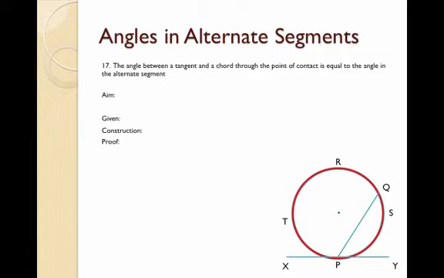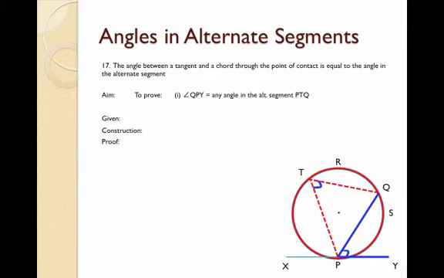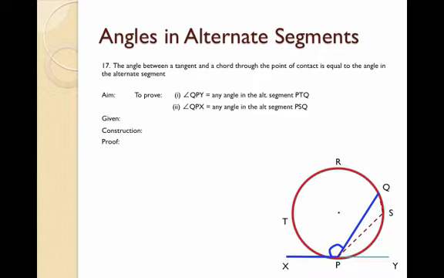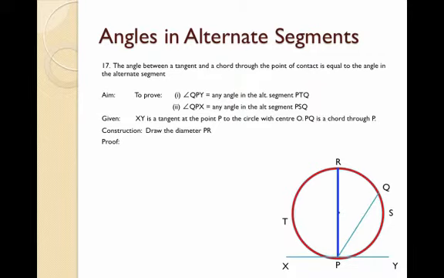So let's prove it. We want to prove two things: that angle QPY is equal to any angle in the alternate segment, and that angle QPX is also equal to any angle on the other side of the chord. We know that XY is a tangent at the point P to the circle with center O. We know that PQ is a chord through P, and to help with our proof, we will need to draw in the diameter PR and join RQ to create a triangle.